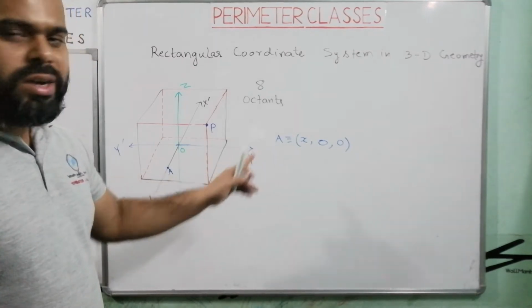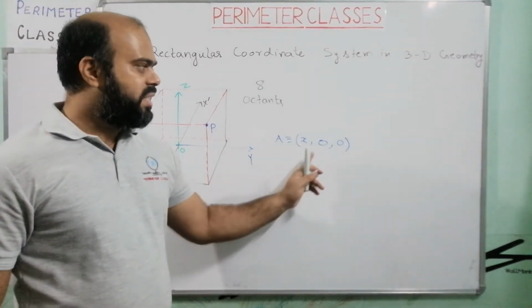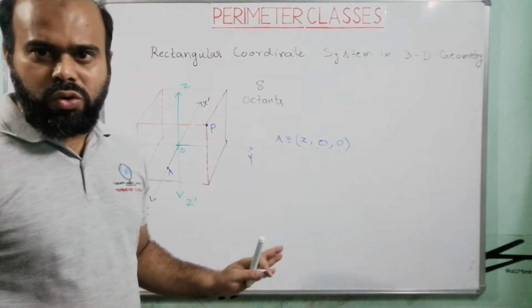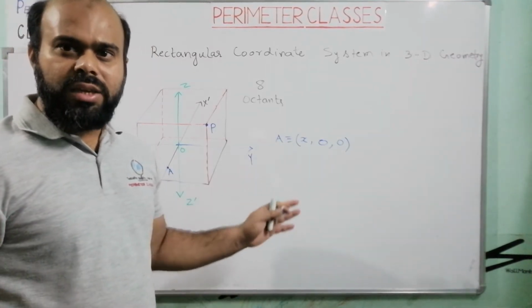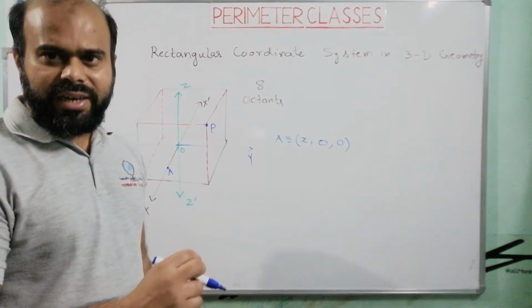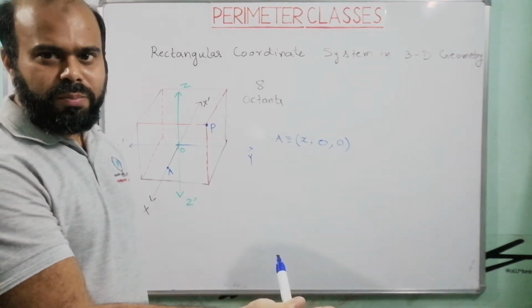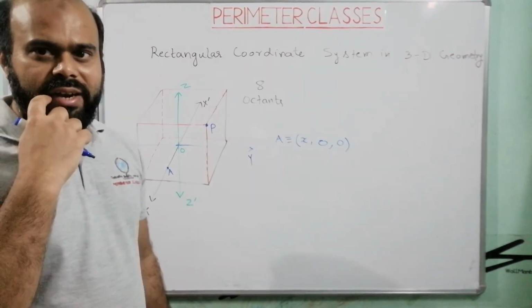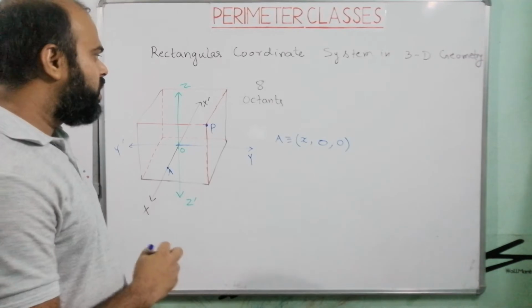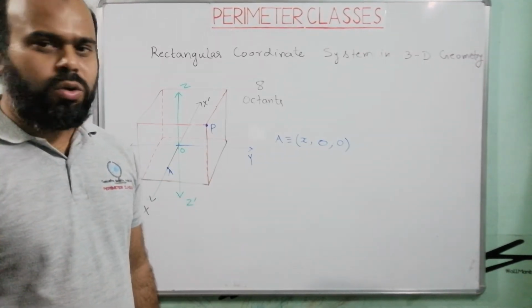Similarly, if you take a point on the y-axis anywhere, the x and z coordinates will be 0, but the y coordinate will be the value which is the distance from the origin. Algebraic distance means if it is on the positive y-axis, it will be positive. If it was on the negative y-axis, it will be negative. Similarly, for the z-axis, the x and y coordinates will be 0.